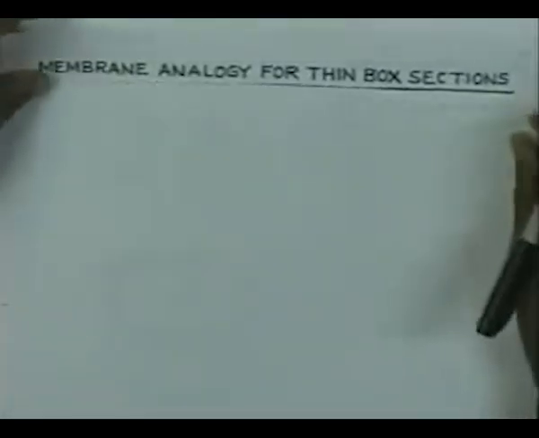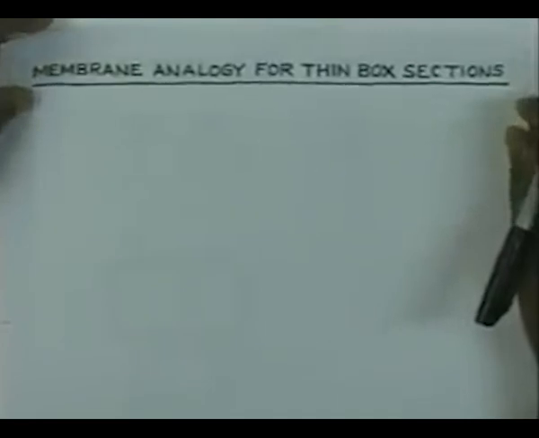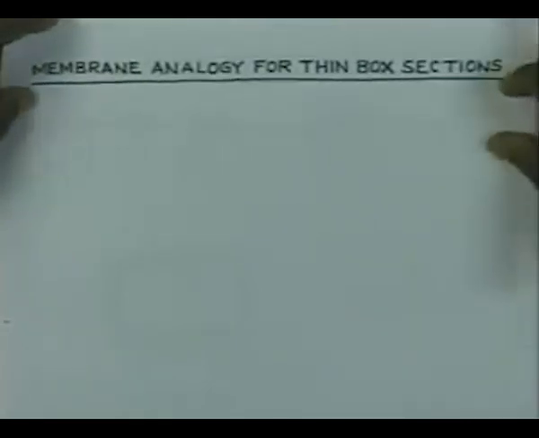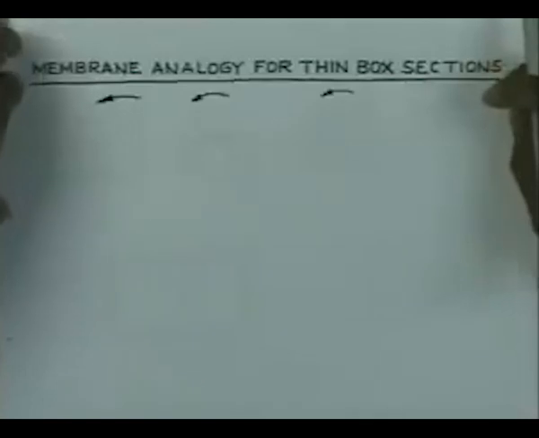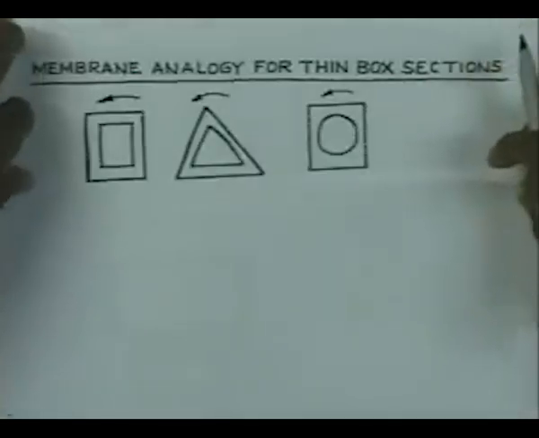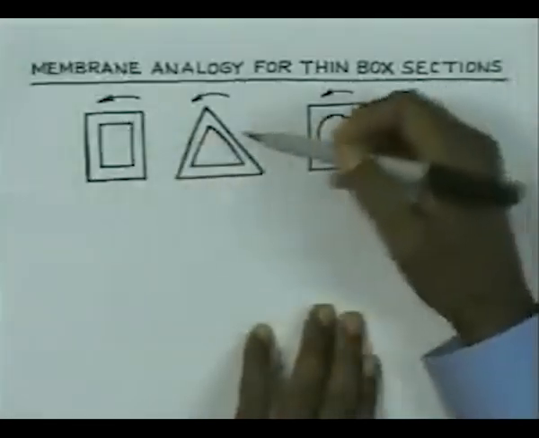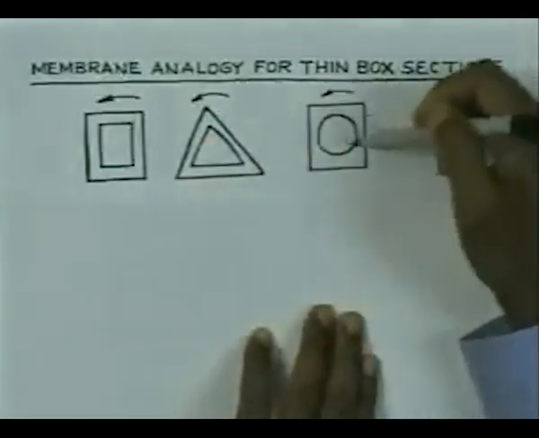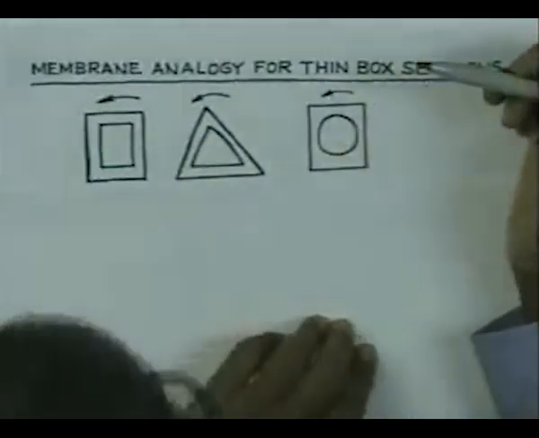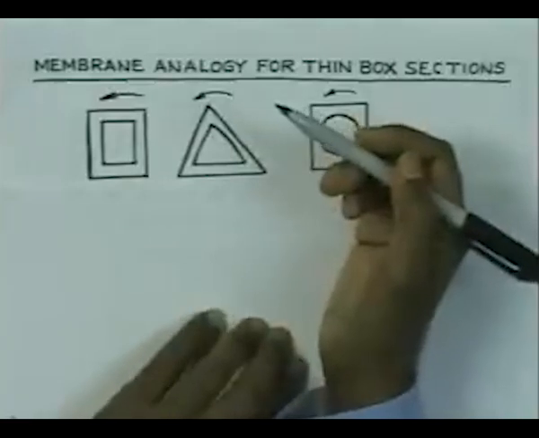Now, to get some physical feel about the box sections, rather how the stresses develop in the box sections, I would like to get back to consideration of membrane analogy for thin box sections. What I am concerned really is the following sections. You have a section of this type, or you have a section of the triangular shape, or you could have a section of this type. They are all subjected to angle of twist.